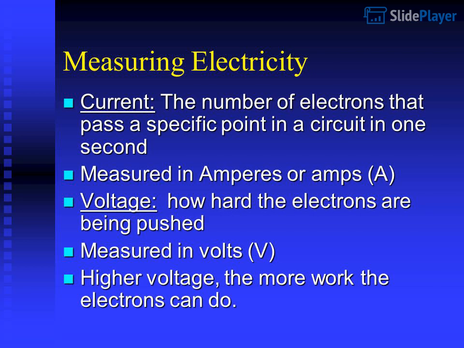Measuring electricity. Current, the number of electrons that pass a specific point in a circuit in 1 second, is measured in amperes or amps, A. Voltage, how hard the electrons are being pushed, is measured in volts, V. The higher the voltage, the more work the electrons can do.